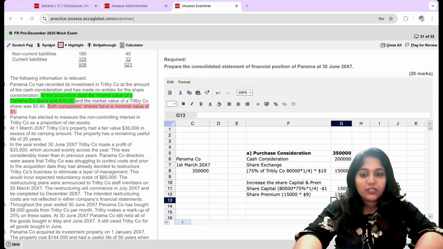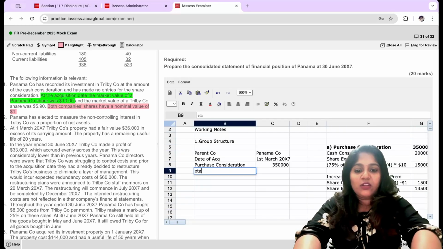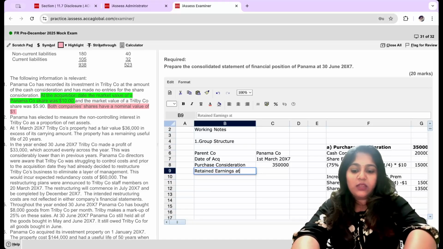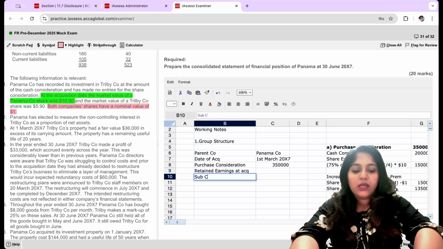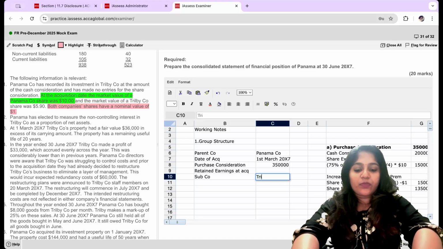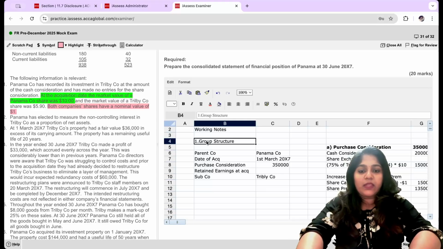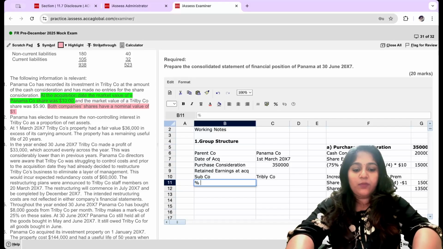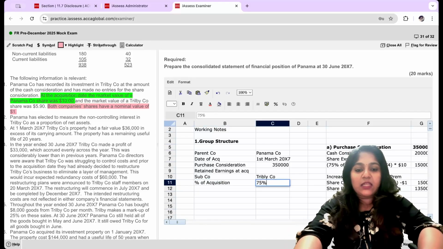So this goes to the calculation of working note number 2, purchase fair value of net assets. However, I'm going to leave a few things which I don't know yet, because I have to find out my retained earnings at acquisition for the calculation of fair value of net assets. Second thing, who's the subsidiary company? It is AAA Co. So this is my group structure: my parent company, my date of acquisition, and of course I will also have to write the percentage of acquisition. If you know this, most of the half of the things are easy for us.